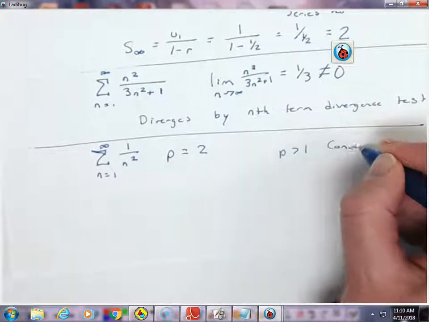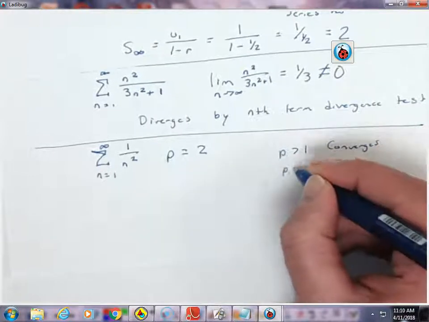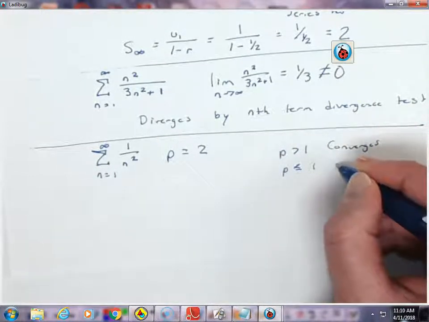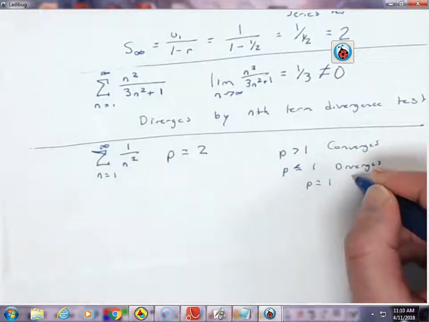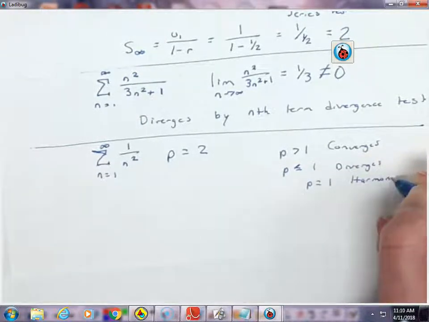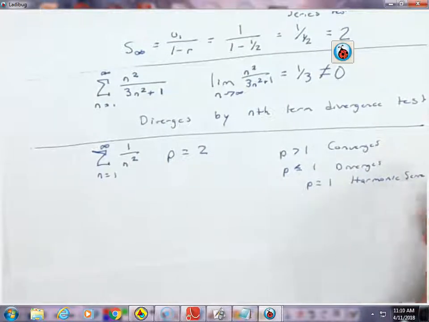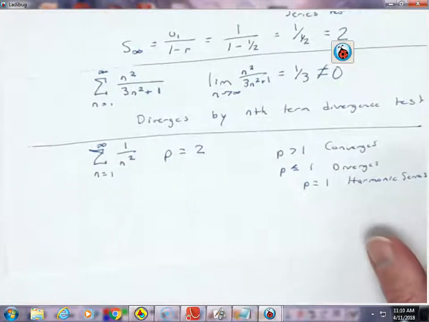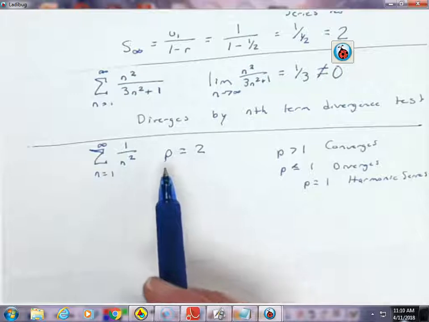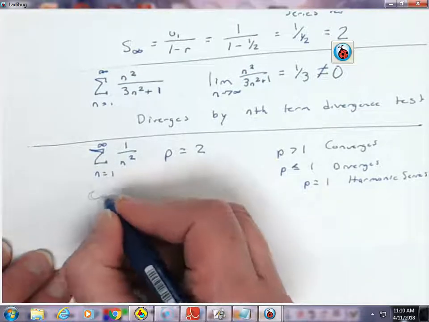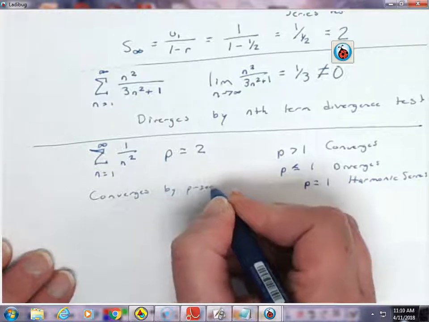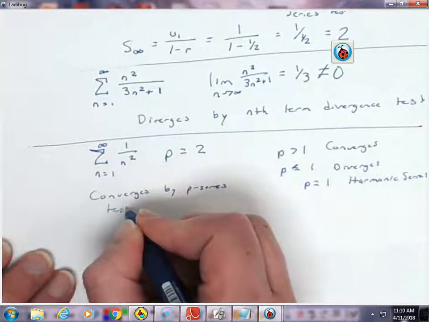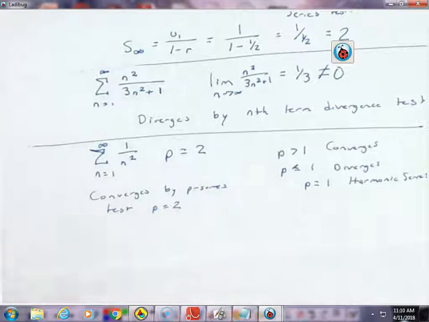So just make a little note. P greater than 1 converges. P less than or equal to 1 diverges. And if you'll remember, P equal to 1, we also call that the harmonic series, which is somewhat famous for diverging. So in this particular case, all we would have to do is say converges by the P-series test, P equal to 2.